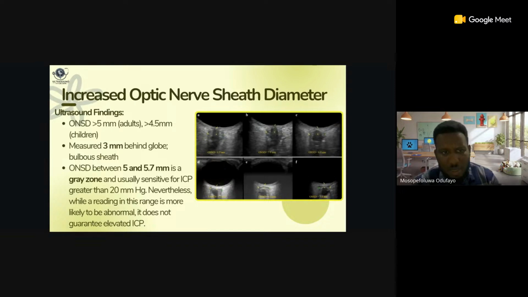So, what do we find? Optic nerve sheath diameter greater than 5 mm in adults, greater than 4.5 in children. We've already talked about how to measure it. Is that okay? So therefore, let's take notes.